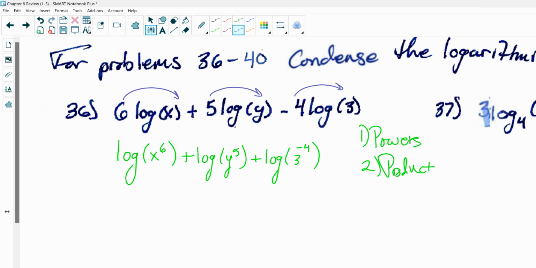Okay? Now we have 3 things being added together. And according to our power property, we can write it as a single log with what's inside being multiplied. X to the 6th times y to the 5th times 3 to the negative 4th.